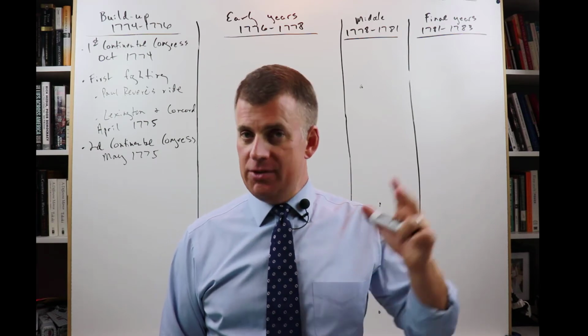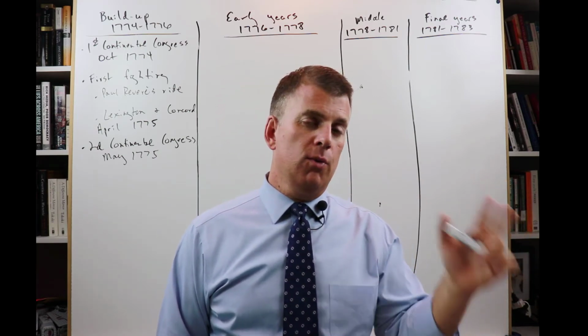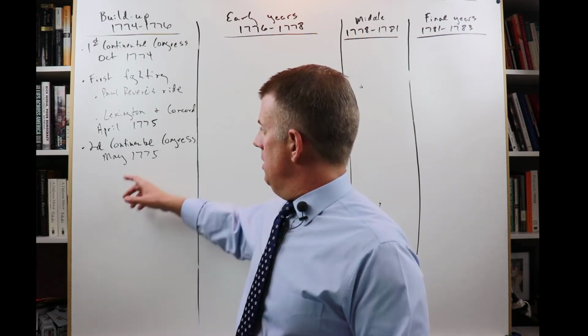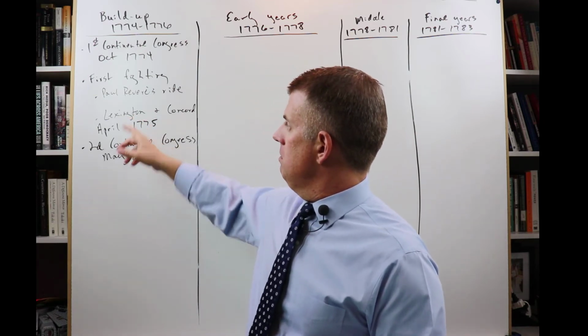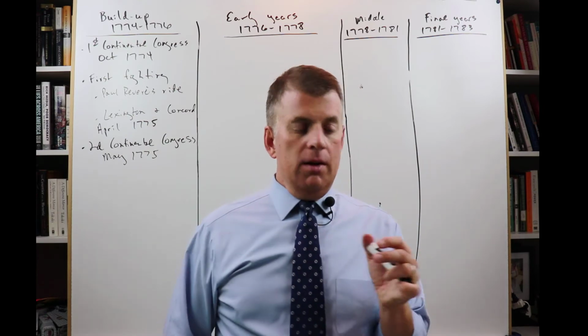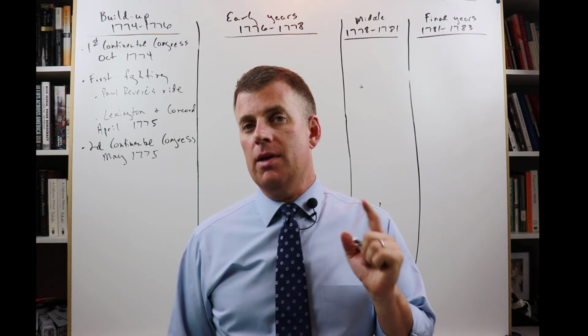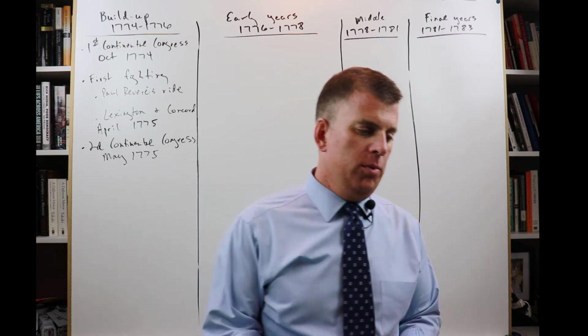They try once again. They had just sent the Declaration of Rights to ask for more rights. The king ignored that one. They send the, well, I don't have it up there, the Olive Branch Petition. That's the Second Continental Congress. The king ignores that petition for peace.